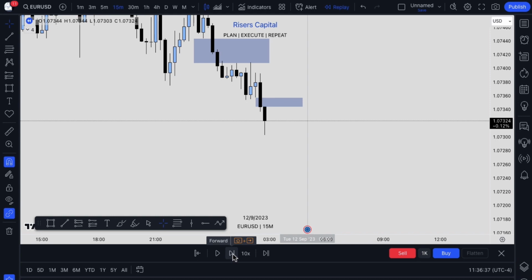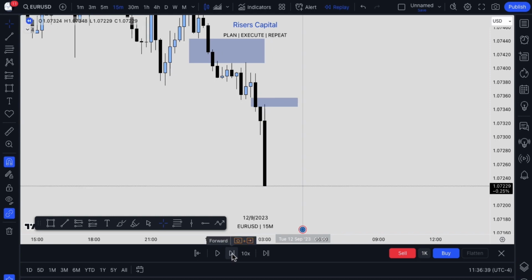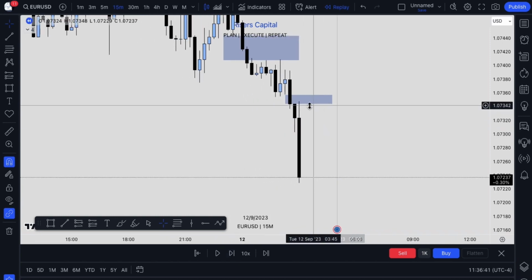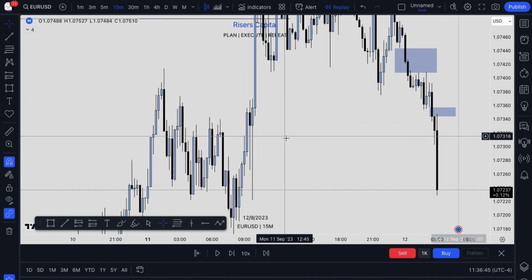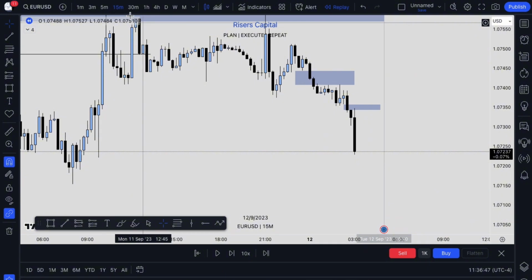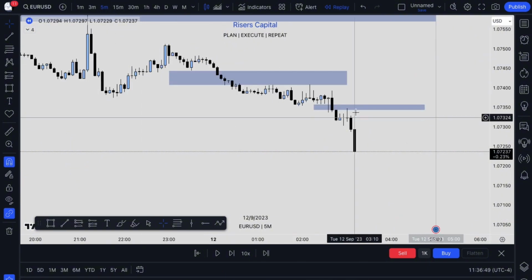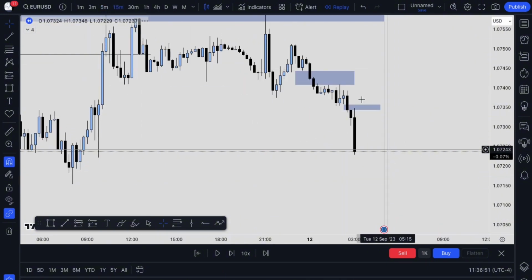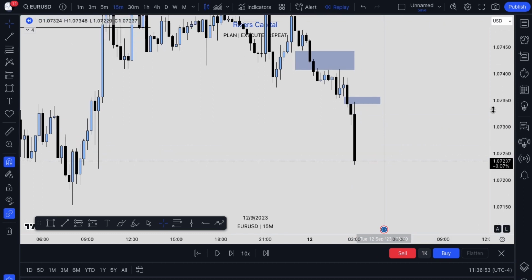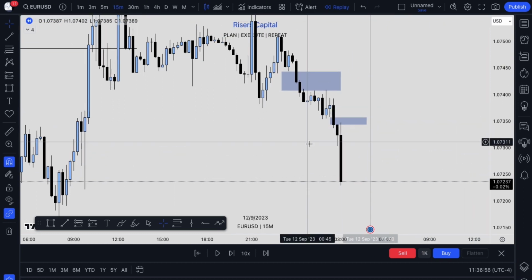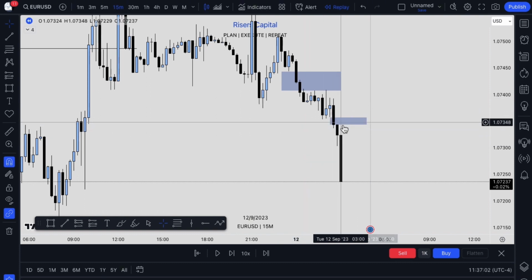Okay, so let me just forward this, and then what do we get? We get this wick into this fair value gap, and then what do we see? Now tell me, what do we see? Tap into the fair value gap and move away. Now what was I saying to you earlier about the fair value gap? The institutional order flow entry drill is a fair value gap that gets tapped into and then straight away it moves away. Okay, it doesn't stay in there for long. It only stays in there for one fractal.